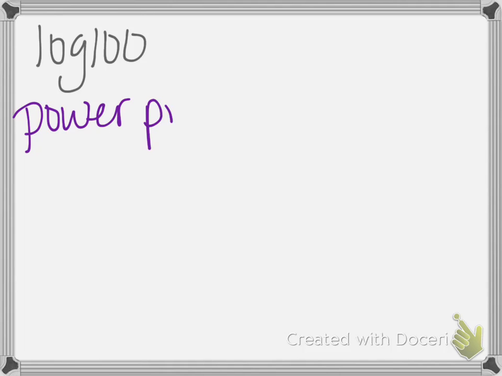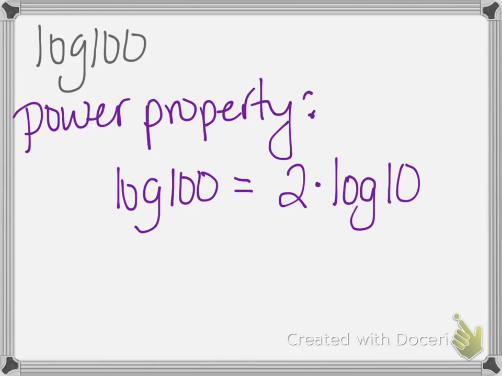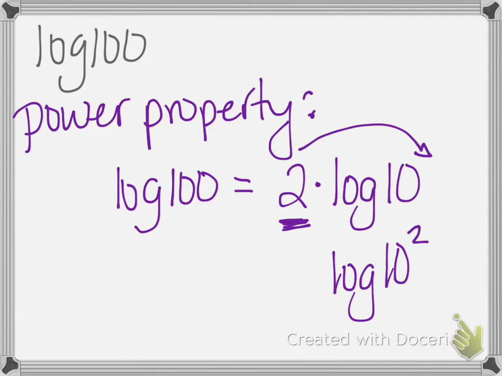Let's see, what else? Log 100. So what else could that equal? How about using the power property? Okay, power property. So log 100 could equal 2 times log 10. Because remember here, this 2 in front is really an exponent. So this is the same as saying log of 10 squared. And 10 squared, we know, is 100. So this is another way I could write log 100.